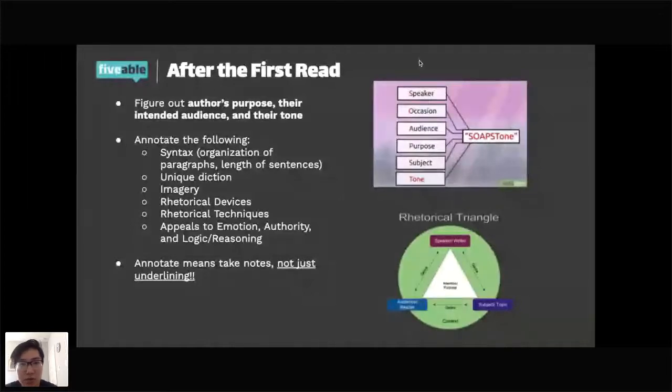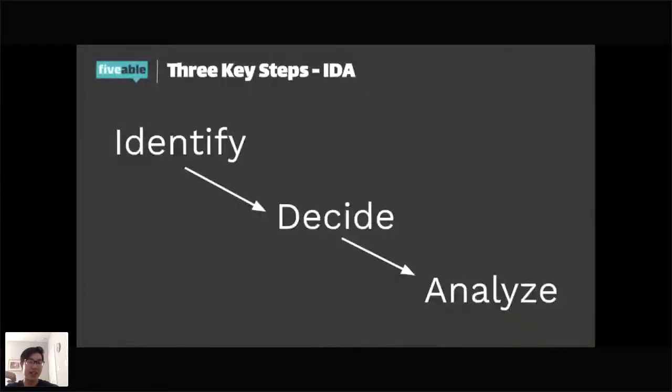Cool. So a technique that I really like to use is IDA for annotations and for outlines. It's a 3-step process. It starts with identification, which means finding the rhetorical devices that are, to some extent, present throughout the essay. Then decide, which just means, does it help the author's purpose? And at this point, it's also good to decide whether or not it's a complexity or a tension.